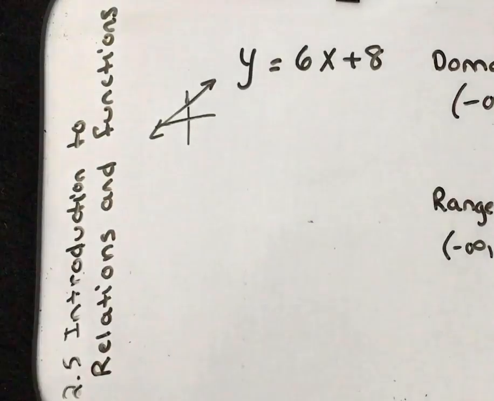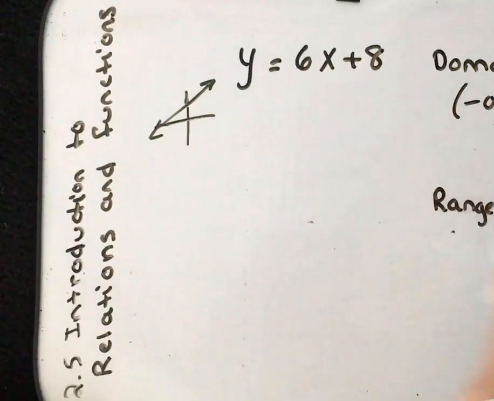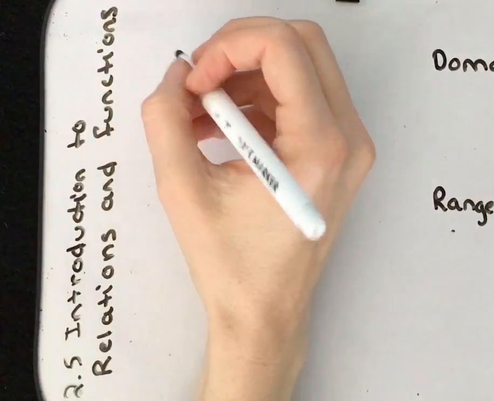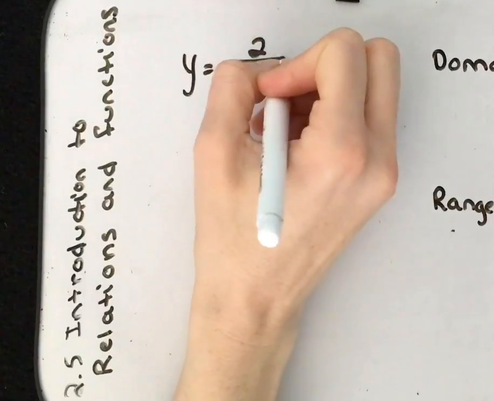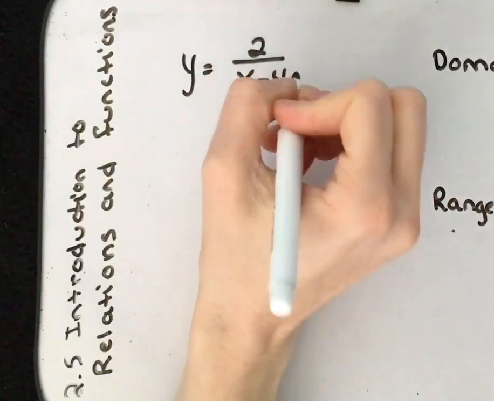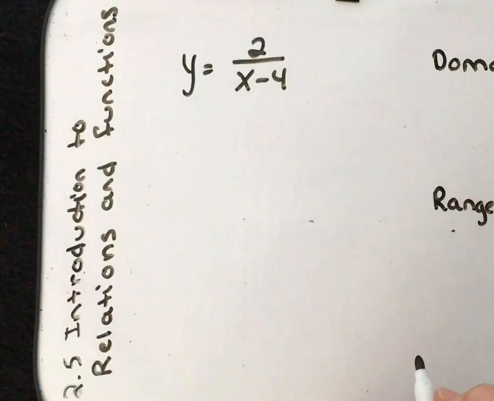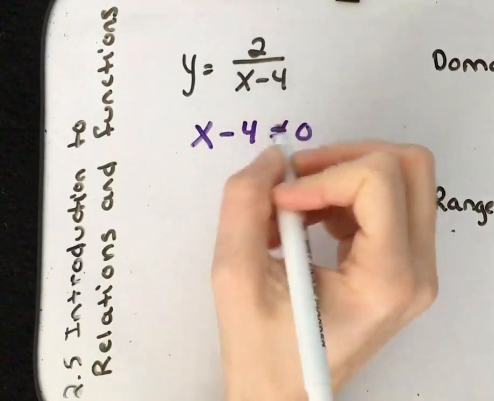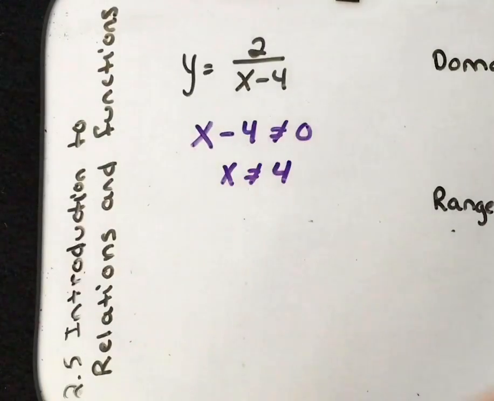Let's try again. Say we have y equals 2 over x minus 4. So now we need to think about our domain. Well, we have a fraction here. When we look at fractions, there's one case in the denominator of something that we cannot have, and that is division by 0. So that means that x minus 4 cannot equal 0. So x cannot be 4. That's called a restriction to our domain.